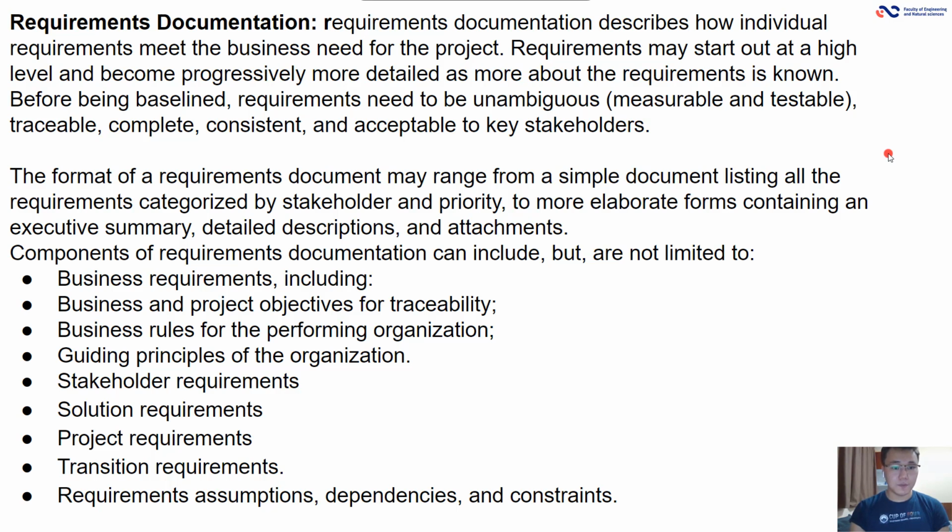Components of requirements documentation can include business requirements, business and project objectives for traceability, business rules for the performing organization, guiding principles of the organization, stakeholder requirements, solution requirements, project requirements, transition requirements, requirements assumptions, dependencies, and constraints.